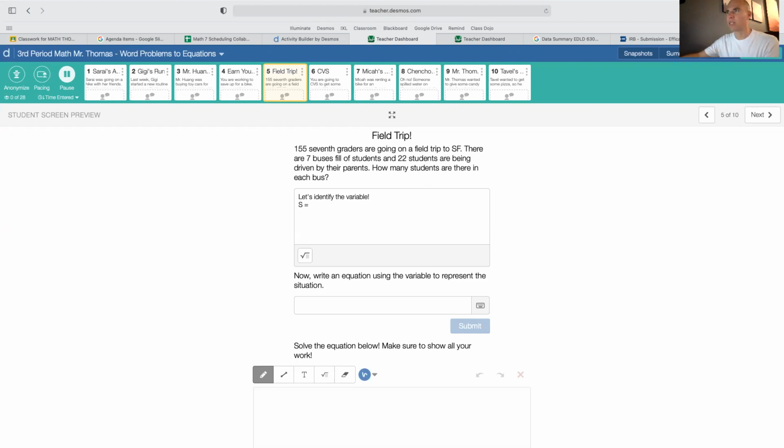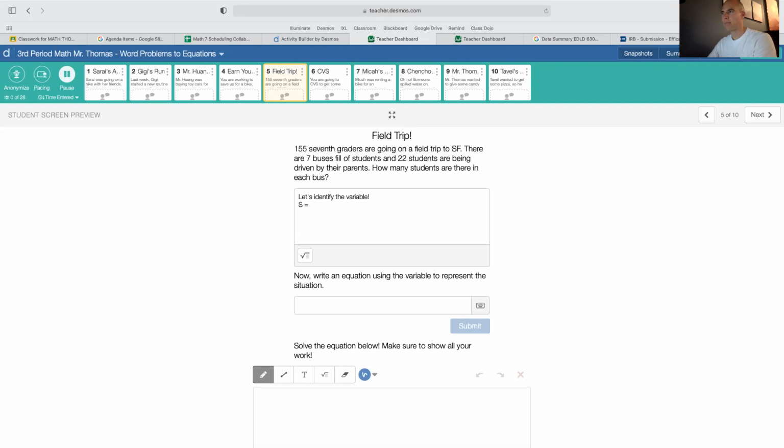So I've already got question 5 loaded up here on the screen. And it says 155 seventh graders are going on a field trip to SF, which I believe is San Francisco. There are 7 buses full of students. I think that's supposed to say full. There are 7 buses full of students, and 22 students are being driven by their parents. How many students are there in each bus?